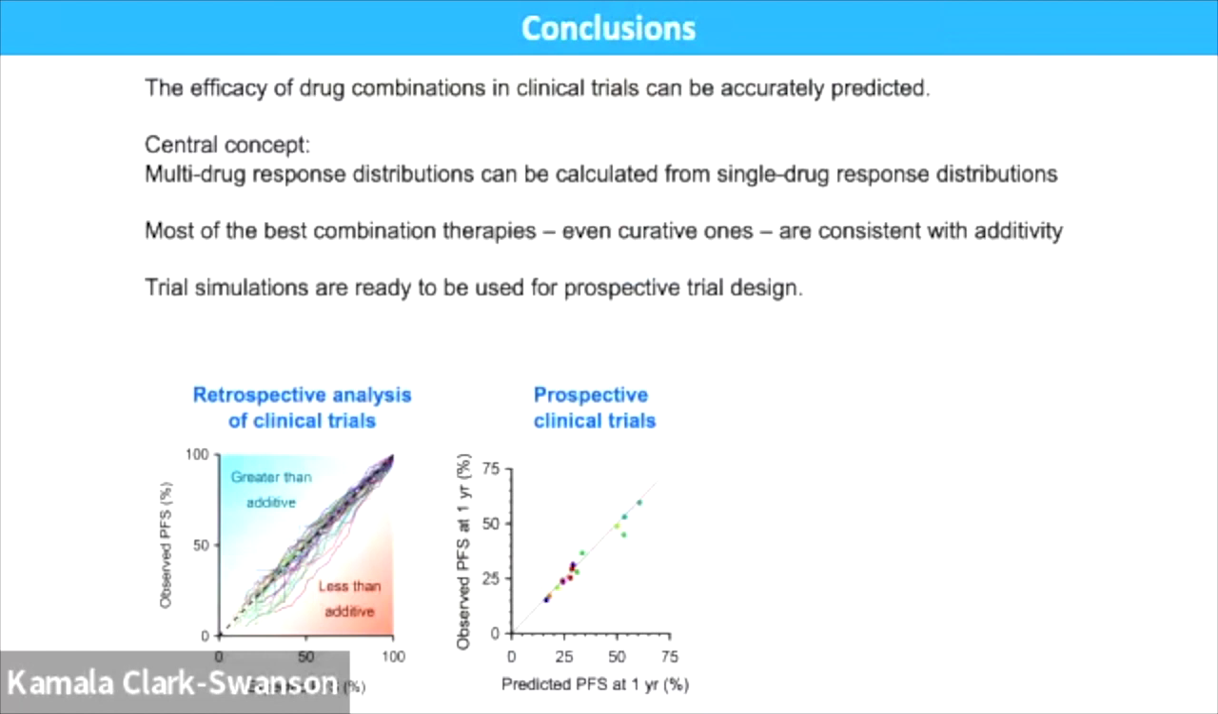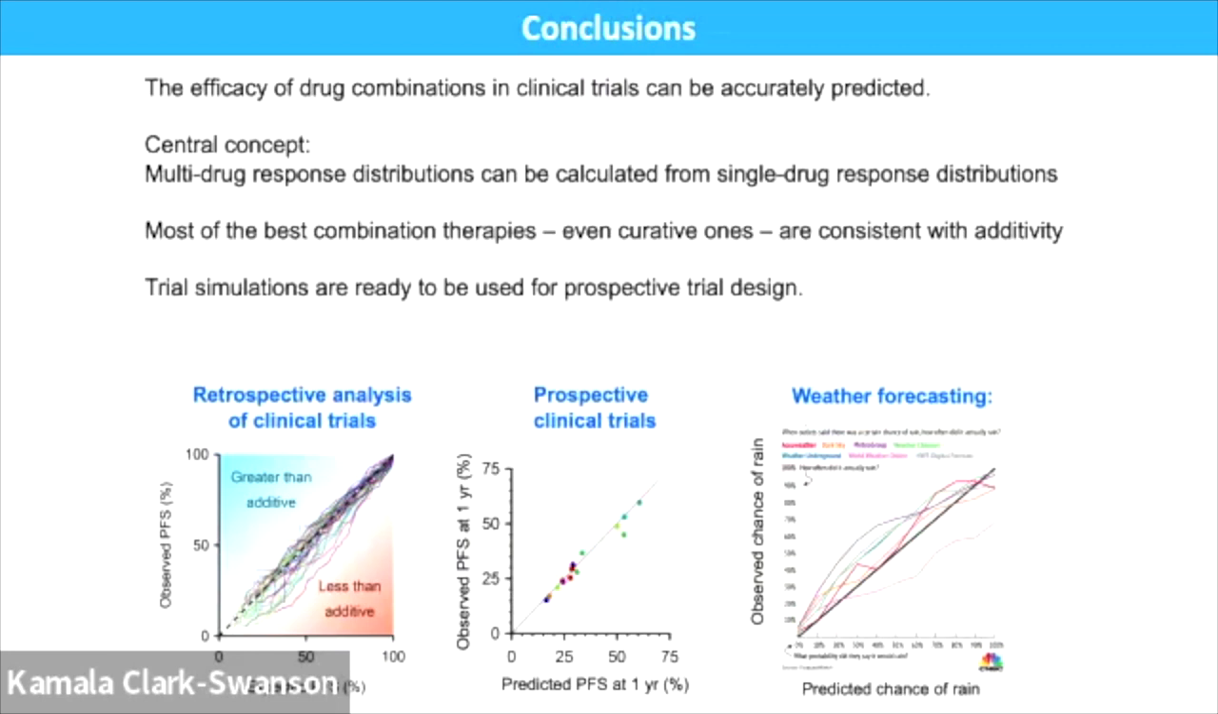So in conclusion, I've shown you that the efficacy of drug combinations in clinical trials can be accurately predicted. The central concept here is that multi-drug response distributions can be calculated from clinically measured single drug response distributions. We've also seen most of the best combination therapies, even curative ones, have effects that are quantitatively consistent with additivity. And we've looked at both retrospective analysis of trials and a number of prospective validations. Collectively, it's performing about as well or better than modern weather forecasting. So I believe the accuracy of these trial simulations is ready at this point to be used for prospective trial design.